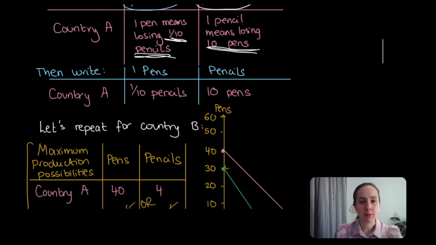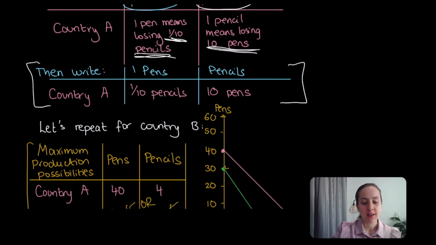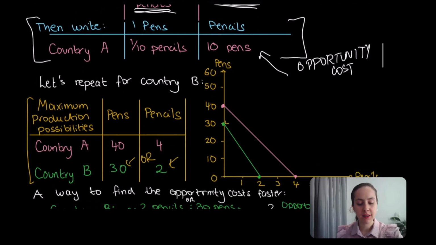If you were actually to be asked about opportunity cost, it's so much better to write this down. So this should really be how you phrase opportunity cost. You should actually state the goods that you've lost out on. So country A has lost out on 1 in 10 pencils, or 0.1 pencils for every pen. And country A, to make 1 pencil, lost out on 10 pens. So you actually write what they lost out on into the table. That is your opportunity cost. It's not in money, it's not a price, it's what you sacrificed.